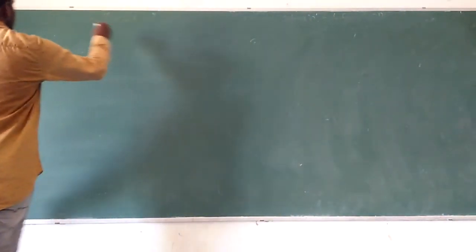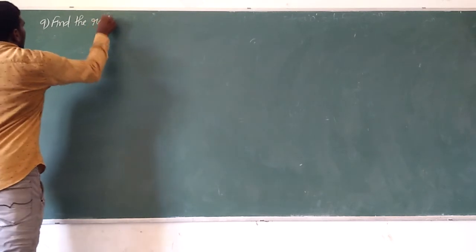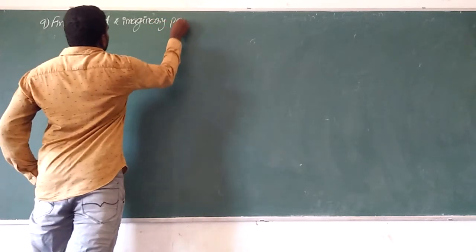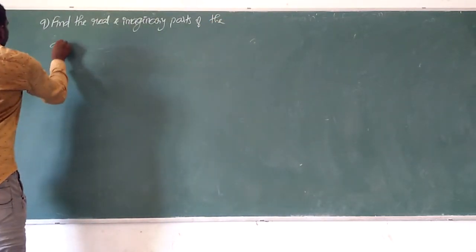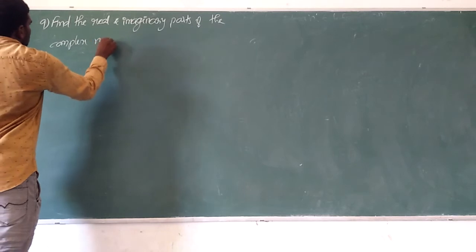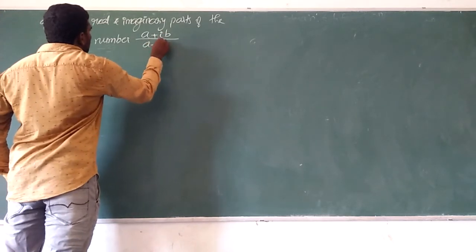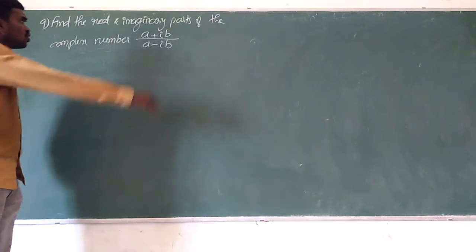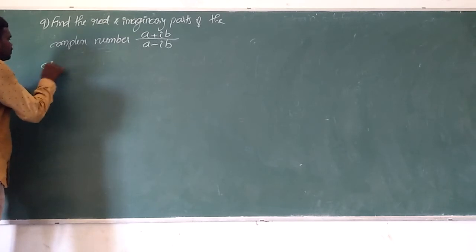Next, data completed. Next one, find the real and imaginary parts of the complex number a plus ib by a minus ib. How to find what is the real part, what is the imaginary part? The i coefficient is the imaginary part, the remaining part is the real part. So a plus ib by a minus ib is given. First of all, simplify the solution.